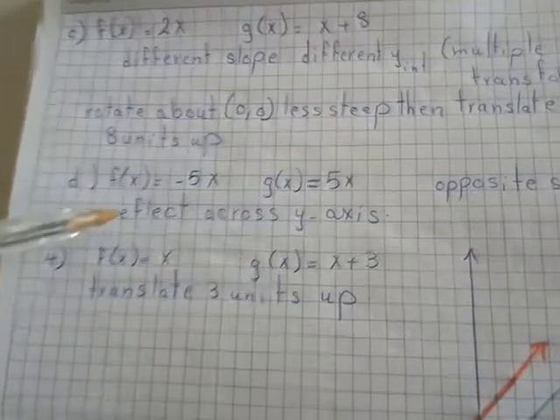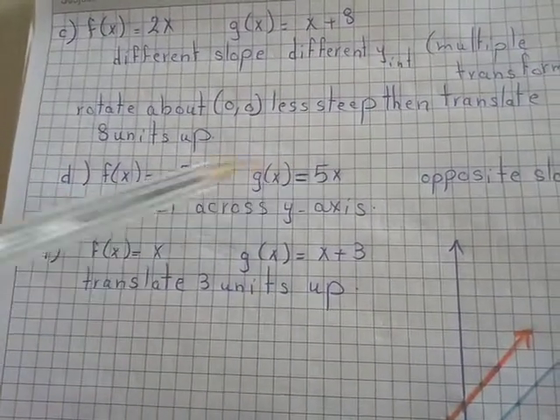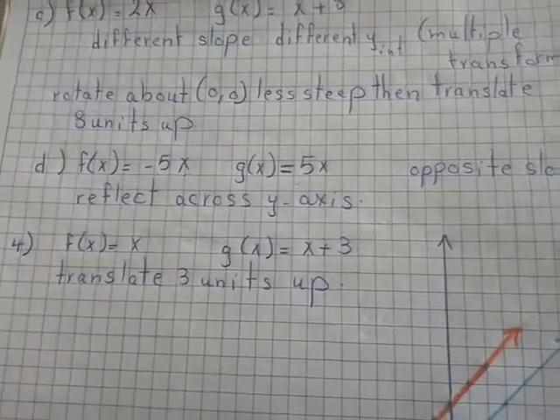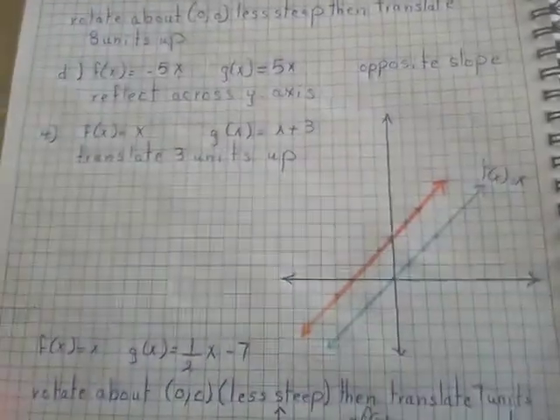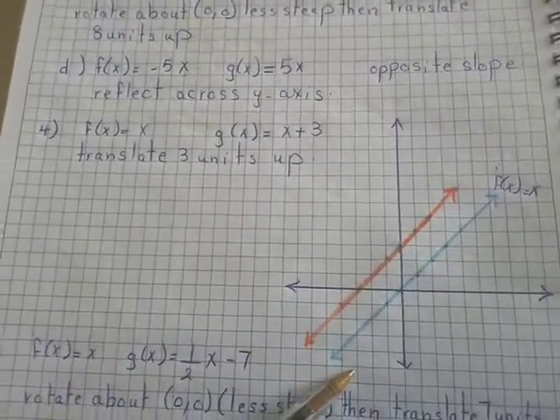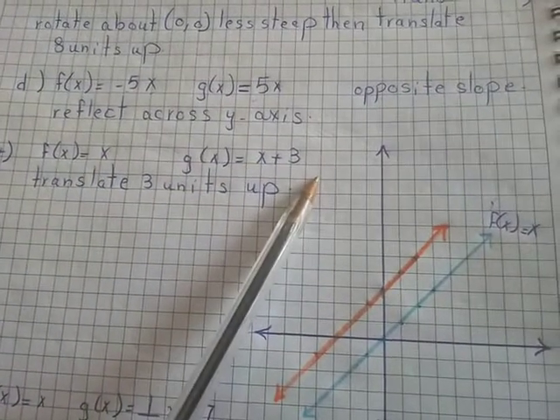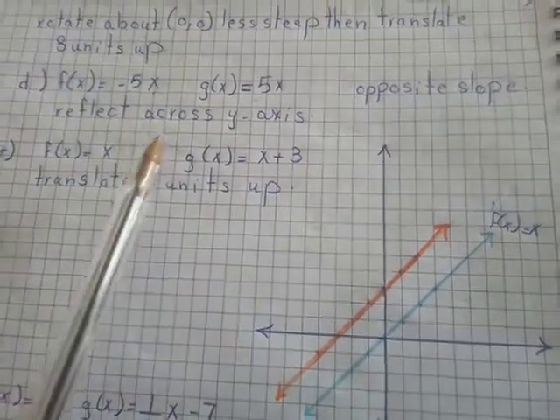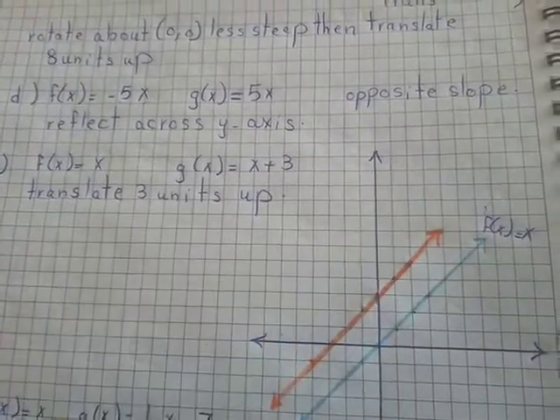Okay, D, f(x) equals negative 5x and g(x) equals 5x. So it's opposite slope. If it's opposite slope, this means reflect across the y-axis. Okay, here we need to graph and describe the transformation. f(x) equals x and g(x) equals x plus 3. Same slope but different y-intercept, so the two lines are parallel. So the line is translated 3 units up.